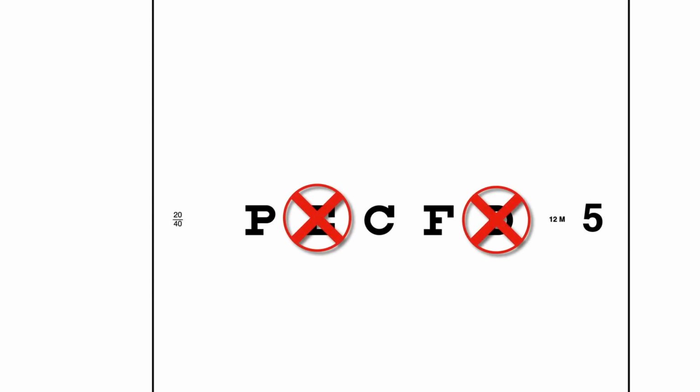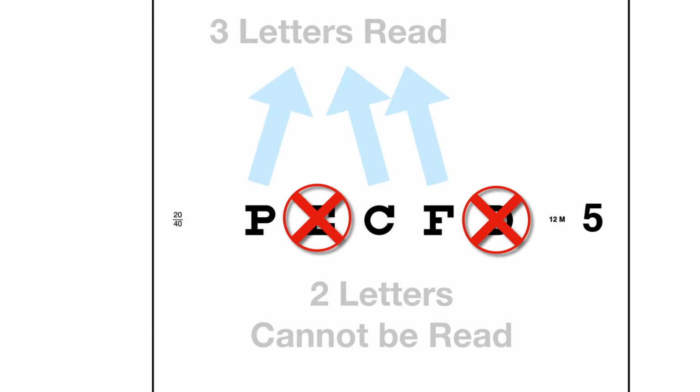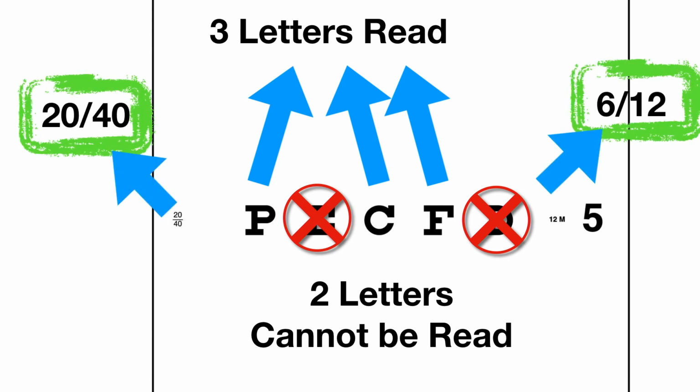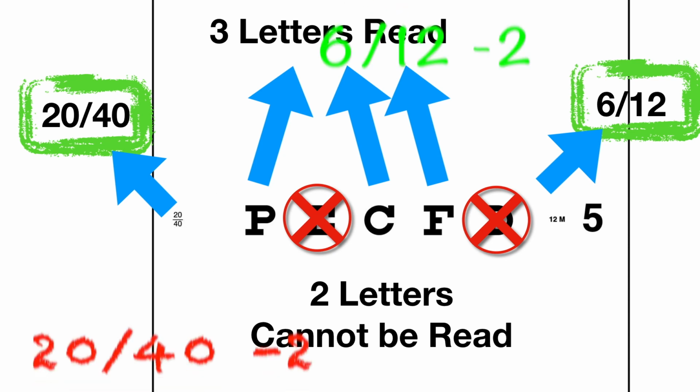If your patient can only read some of the letters, not all of the letters in a single line, for that line to be counted, you can only make a mistake of 2 letters. Then you can write it down, for example, 20/30 minus 2, or plus 2.